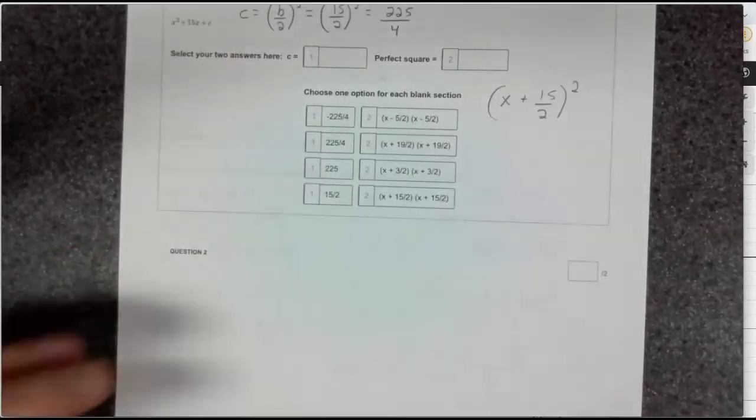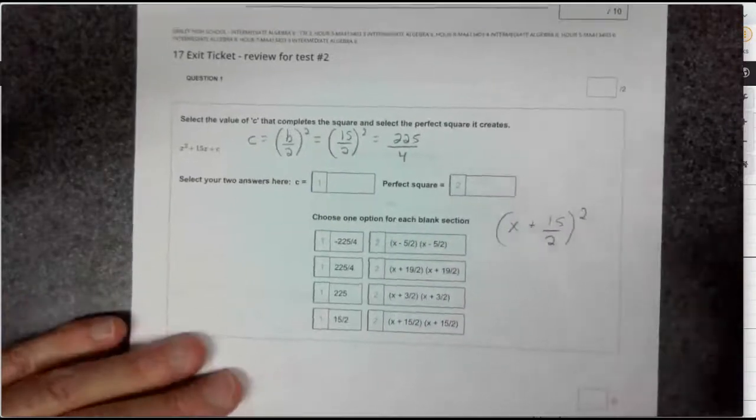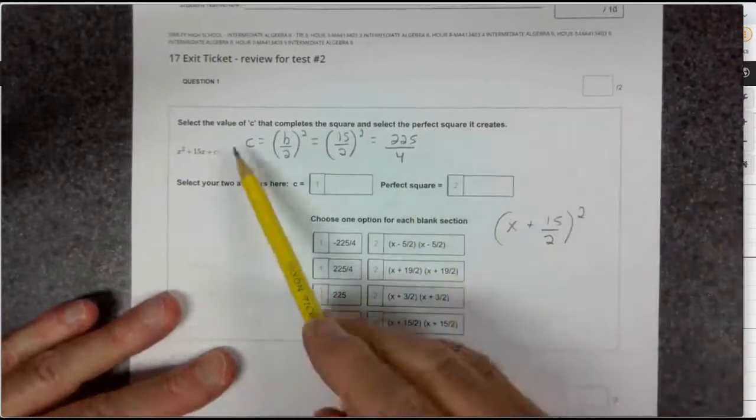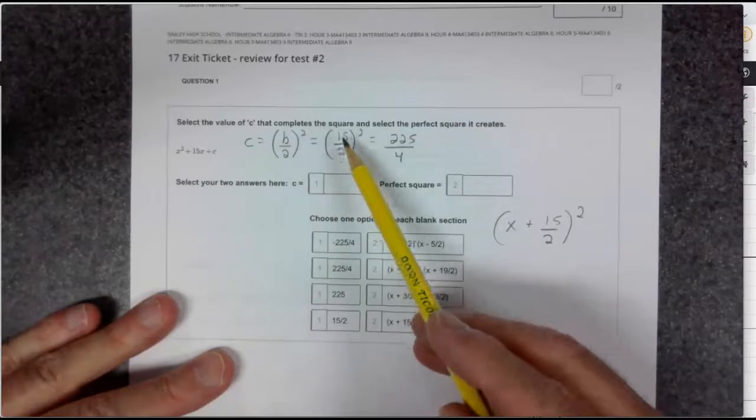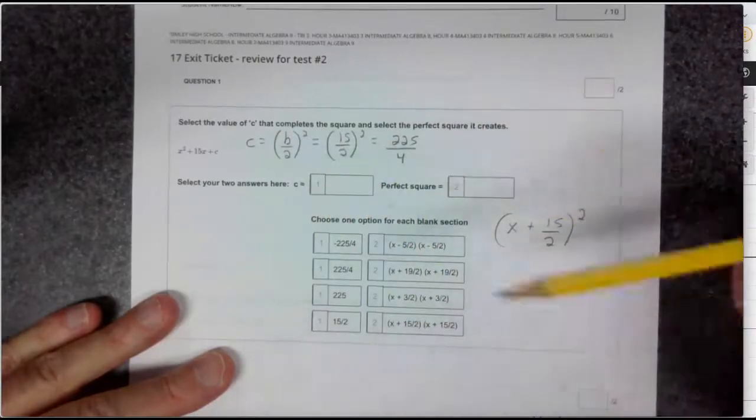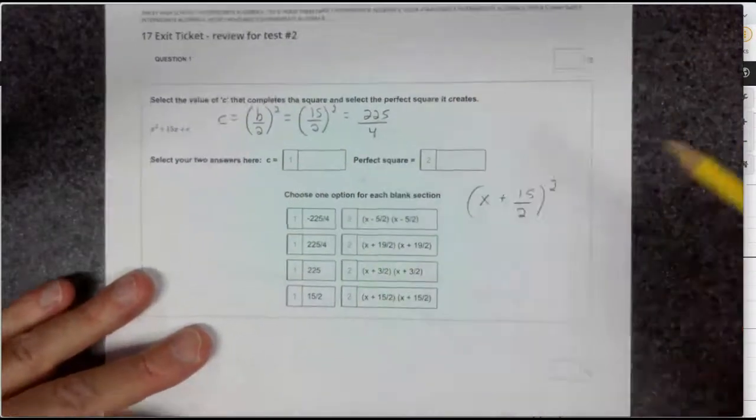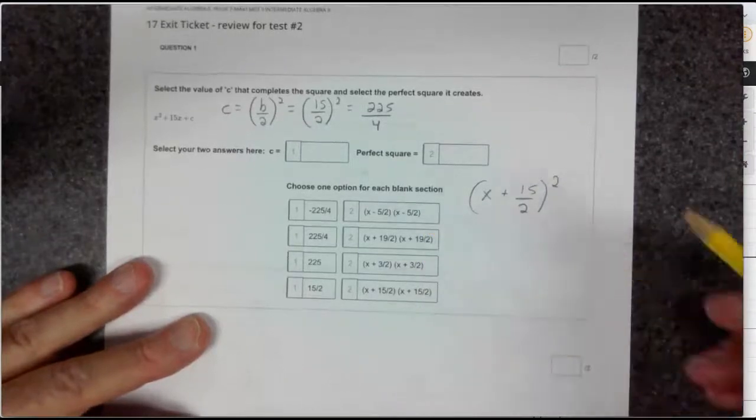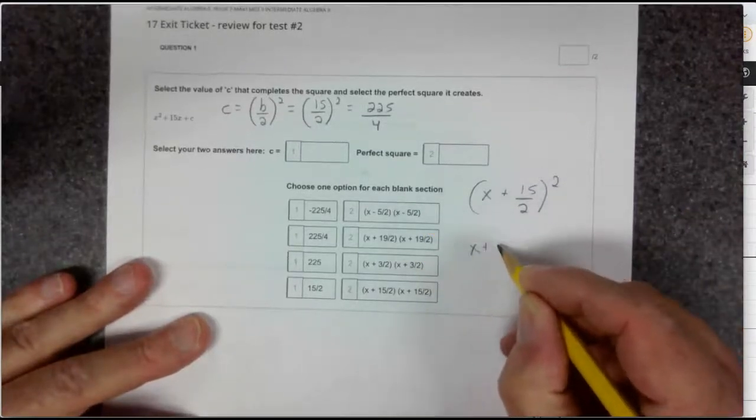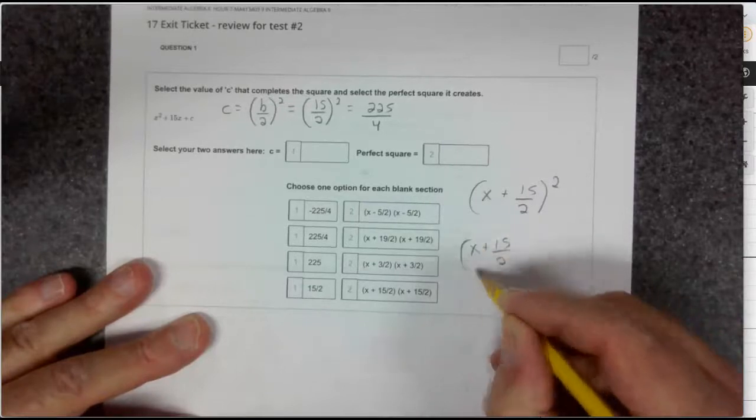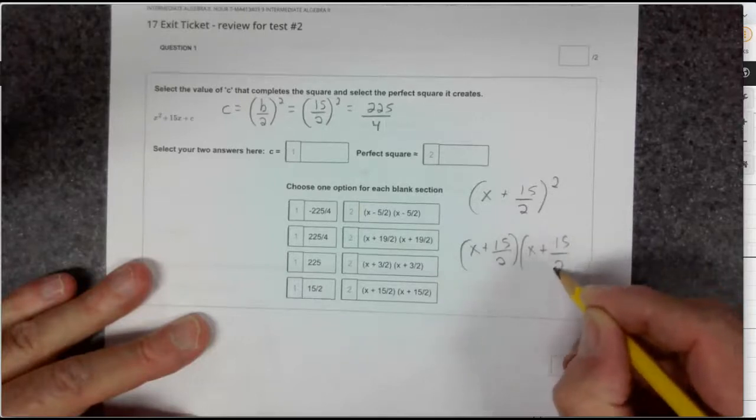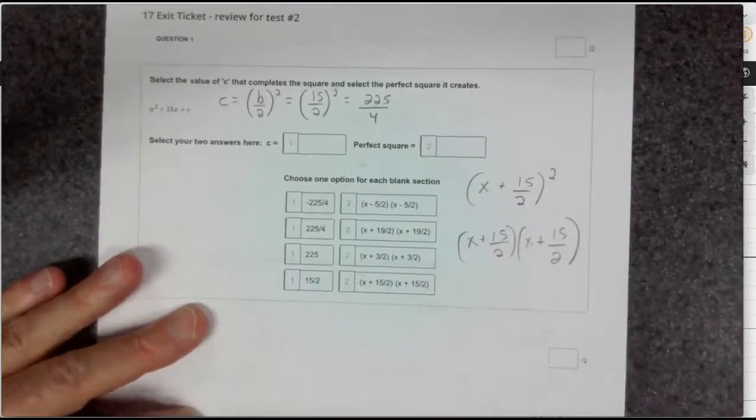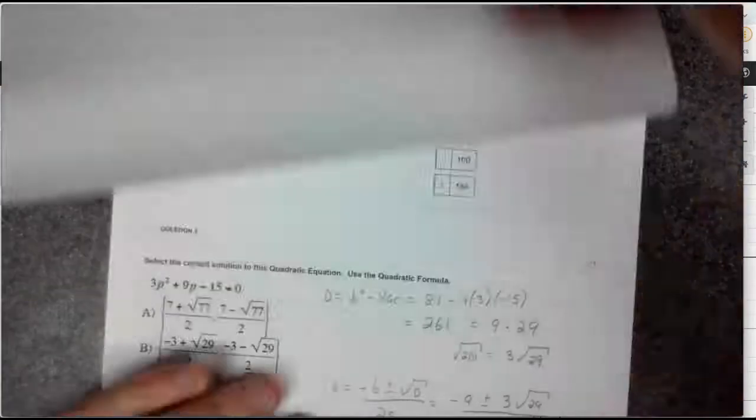All right, guys, the last thing is the exit ticket. The first thing I want you to do is calculate the c. Again, that's half of b squared to complete the square. All right, 15 over 2, 225 over 4 when I squared it. And again, it will look like this on the test. Just like this. These problems are exactly like they're going to be on the test. So it's this one right here.